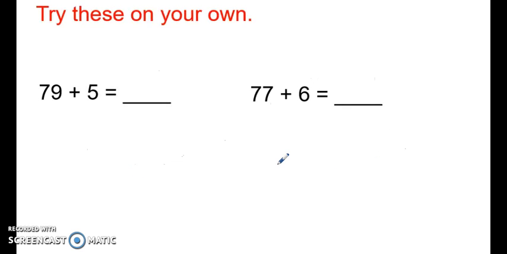You are going to try these two problems on your own. First, make a 10 using the bigger number. Then go ahead and solve for your answer. If you need to, go back into your notes or back into the video to remind yourself on what you need to do. Please try your best. When you're done with these two problems, you're done with today's lesson.